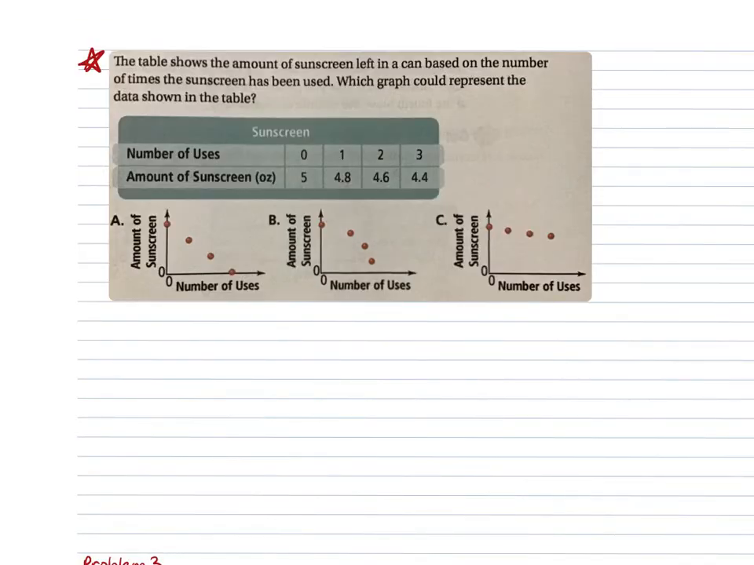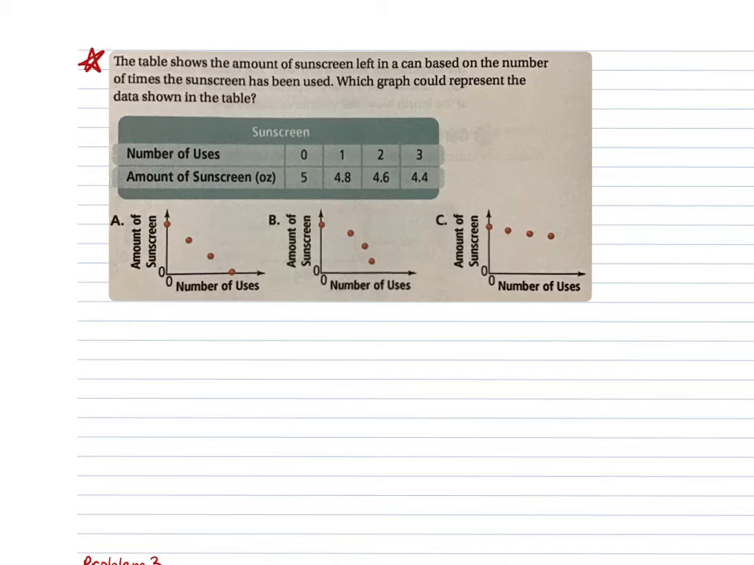So here's one for you to try. This says that this table shows the amount of sunscreen left in a can based on the number of times sunscreen has been used, right? So number of uses is discrete. You can either have no uses, 1 use, 2 uses, 3 uses, right? And then the amount of sunscreen left in the can. So think about what this means and then think about which one of these graphs is the one.